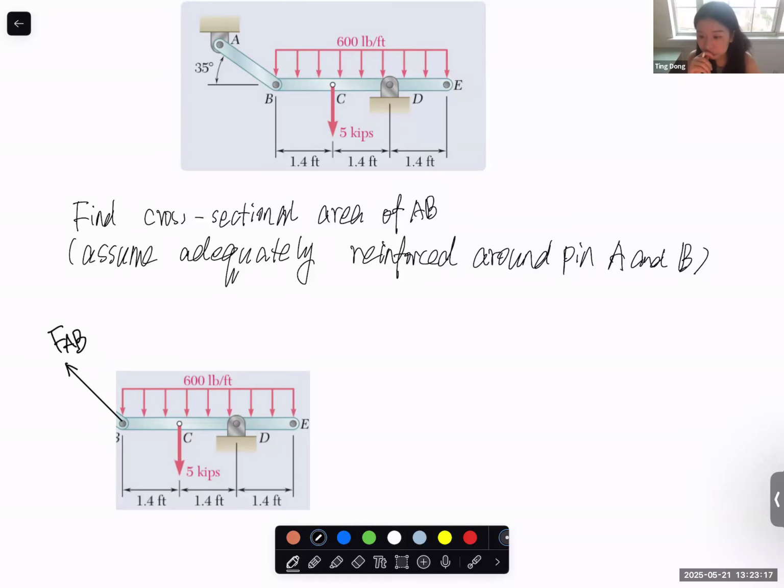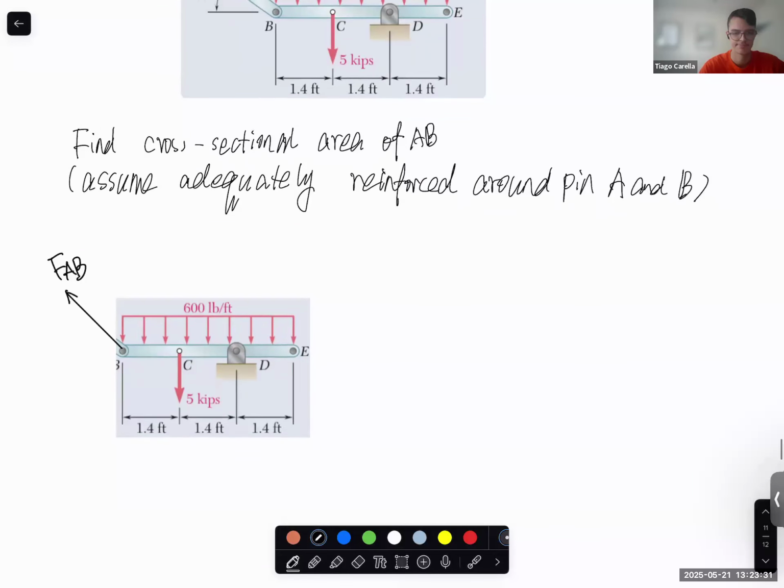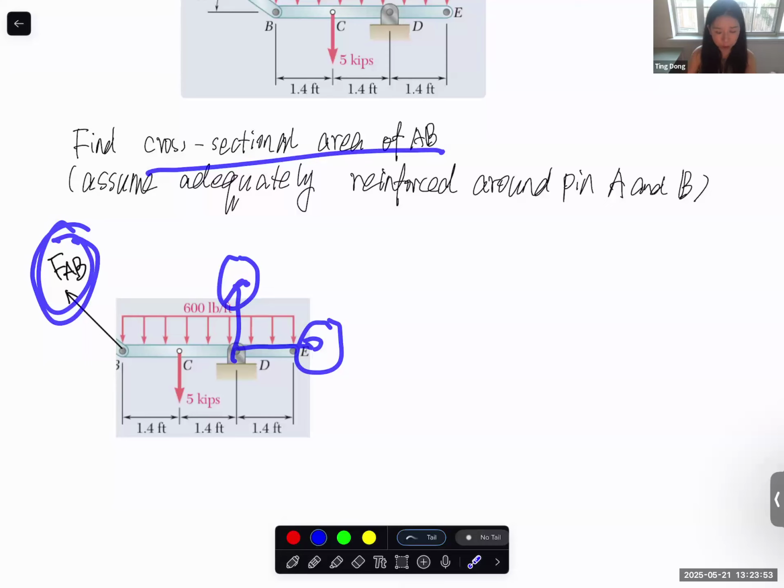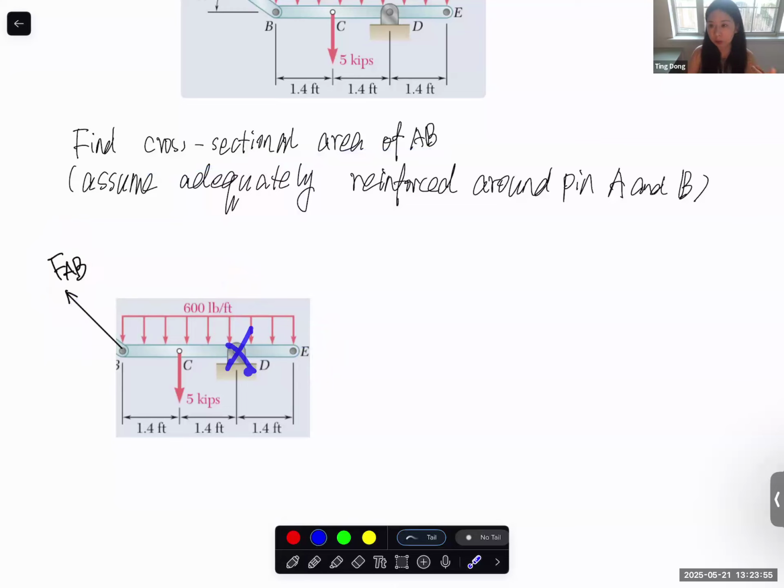To find FAB, do we need to write all three equations, or is there a way to simplify? Moment at D. Yes, thank you. You can write three equations: force in the X, force in the Y, and a moment about a certain point. You can solve for FAB, and for Dx, Dy, the two reaction forces at pin joint D. But here, just realize that to find the cross-section area of AB, we only need FAB. We don't need the reaction force at point D.